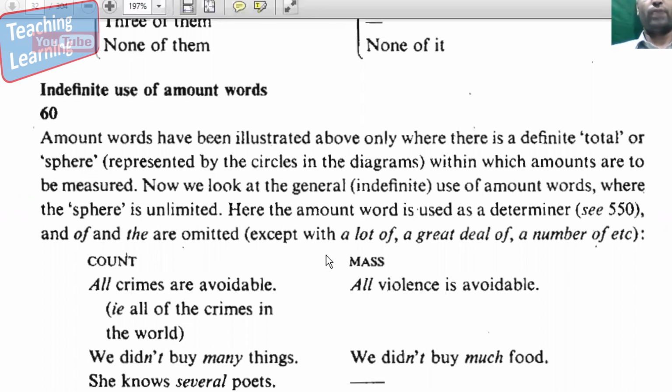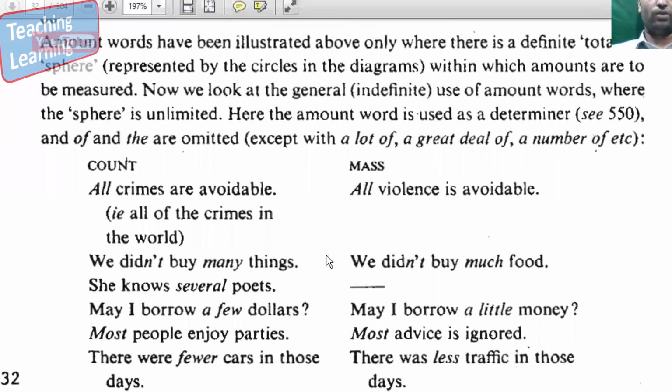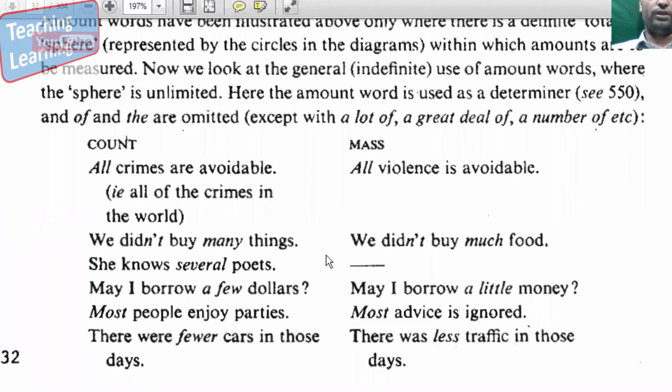When you talk about the count noun, there is the possibility of being singular and plural. But when you say mass, there is no such possibility. So there is only one form. We can't count it. We didn't buy many things. We didn't buy much food. She knows several poets, and with the mass noun you don't have that.